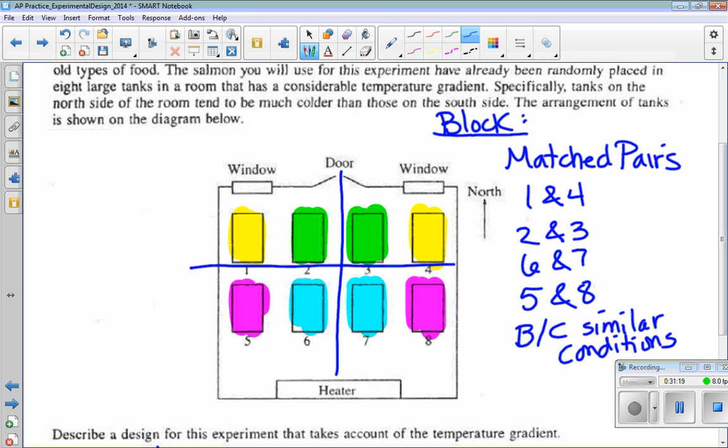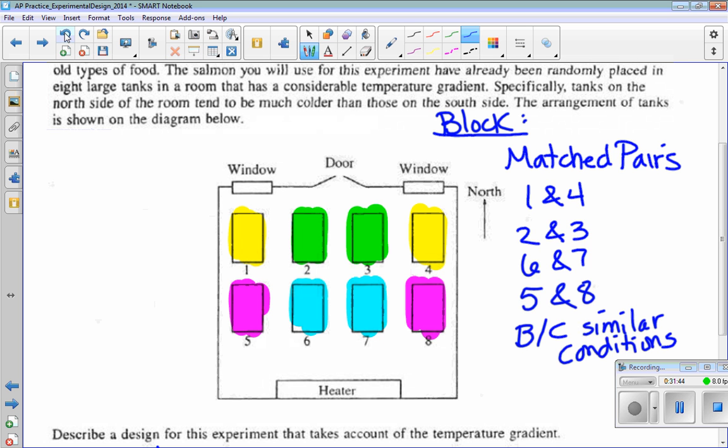I think you have to be as specific as possible and say 1 and 4 are matched, 2 and 3 are matched. So you have to be very specific. If we say blocking by temperature? Fine. As long as you tell me that you put 1 and 4 together, 2 and 3 together, that's fine. Because windows, doors, and heaters all affect the temperature of the tank. Good enough. So we've addressed blocking.